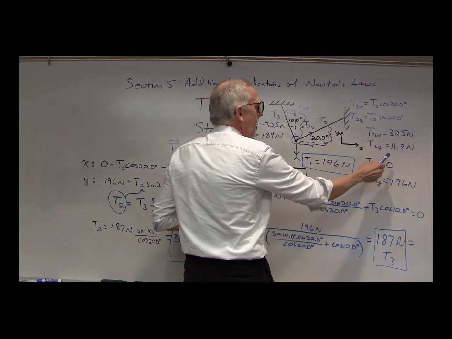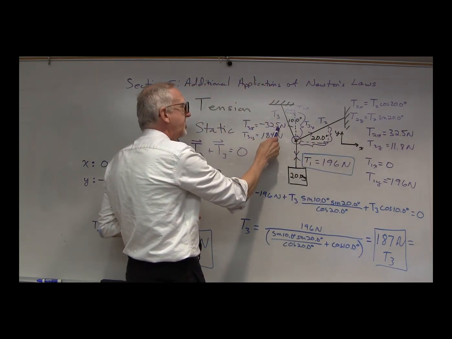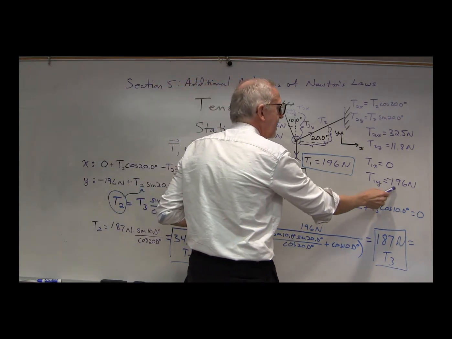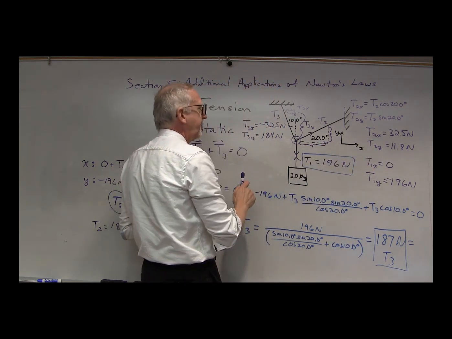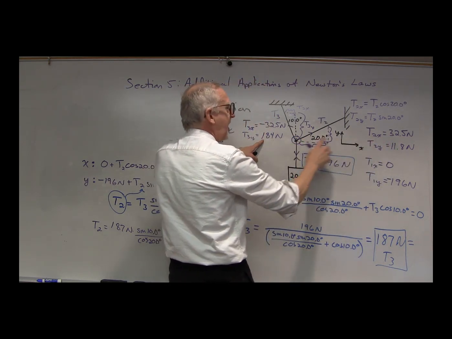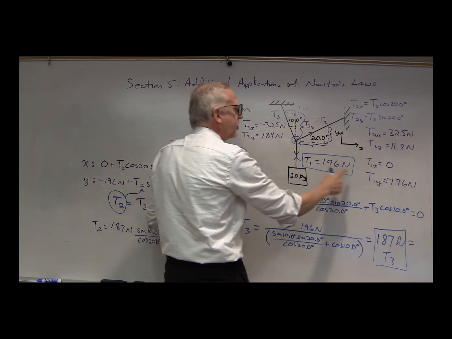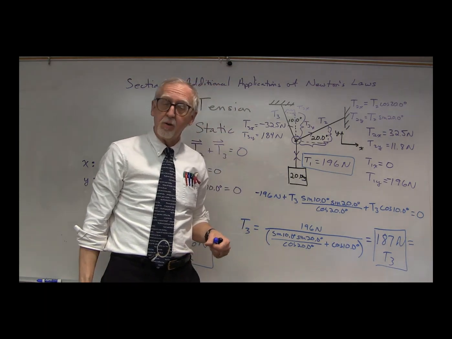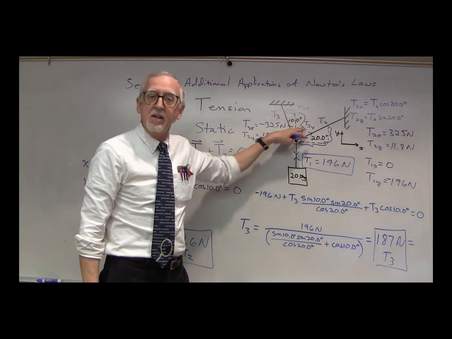T1x, 0 plus 32.5 minus 32.5, well, that is certainly 0. And then the y component, negative 196 plus 11.8 plus 184. Well, 184 plus 11.8 is going to give us 195.8 that we have to round to the units place, which would be 196. So negative 196 plus 196, that also equals 0. All right, very, very good. So we've solved this kind of tension problem.